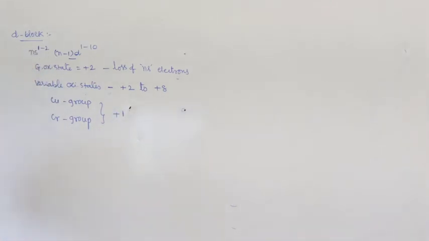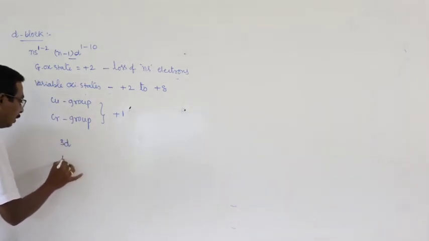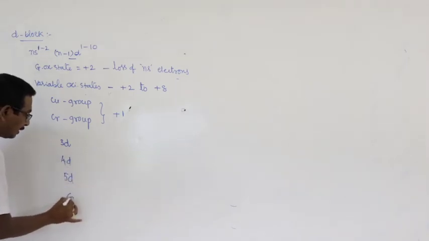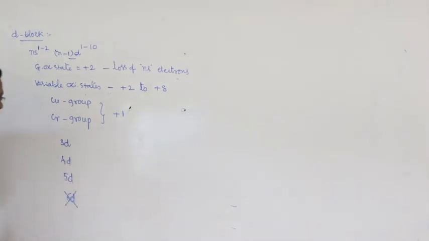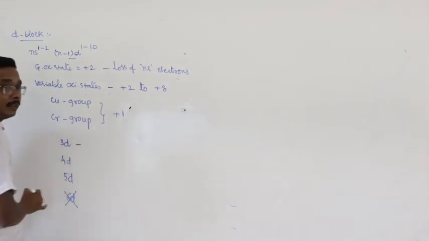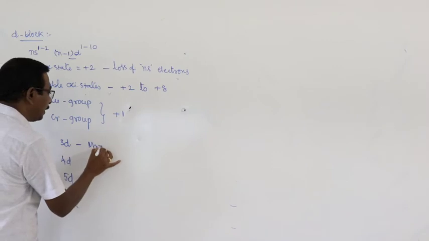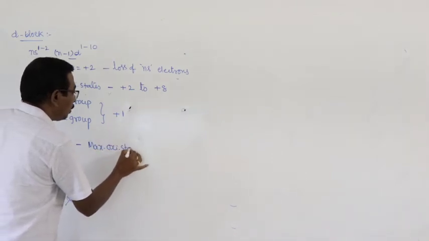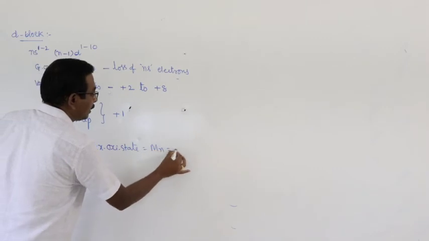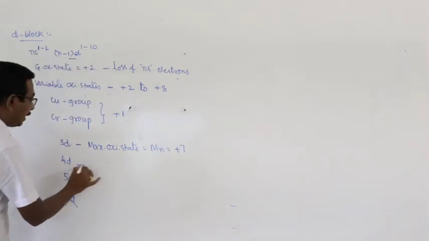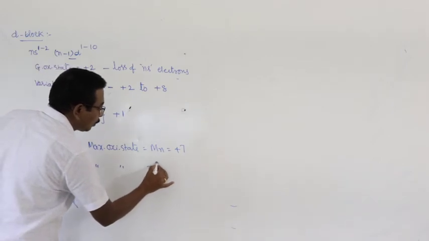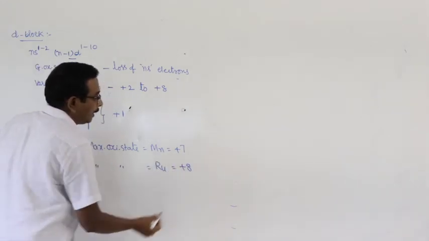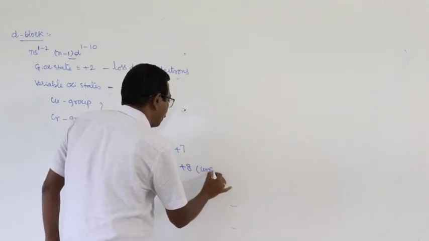Once again, the d block elements are divided into 4 series based on their electronic configuration. What are they? 3d series, 4d series, 5d series and 6d series. Actually this is an incomplete series. In 3d series, the maximum oxidation state is shown by manganese, that is +7. And in 4d series, the maximum oxidation state is shown by ruthenium, that is +8. This is unstable.